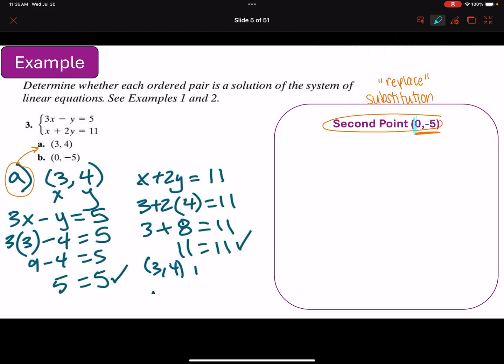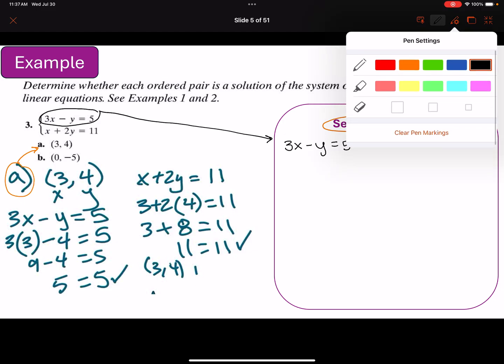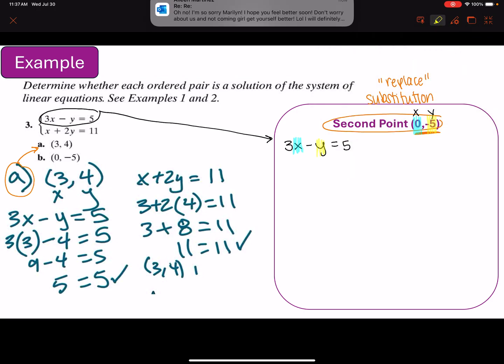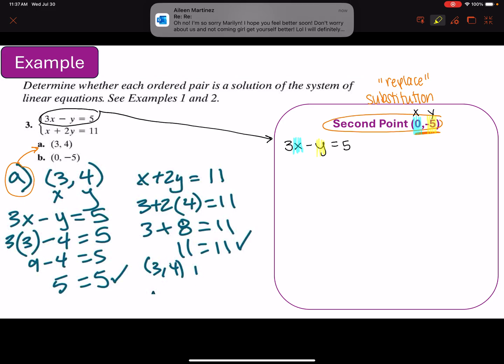So we have x is 0, and y is -5. I'm going to take this first equation and bring it over and see if it's a solution. So I've got 3x minus y equals 5. I'm going to replace the variables with the numbers we were given. That's all I'm doing. They asked us to test this point, so we're going to test the point.